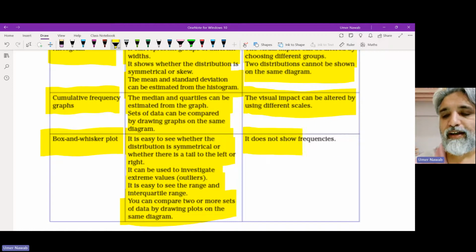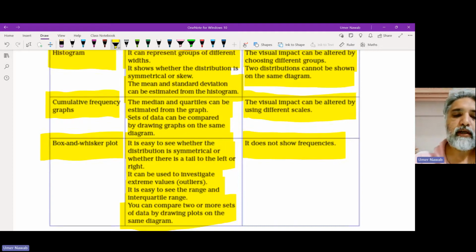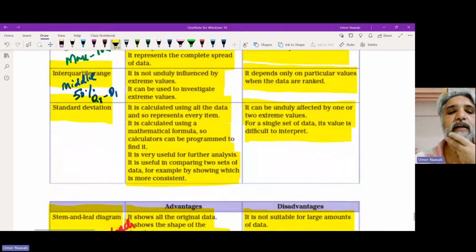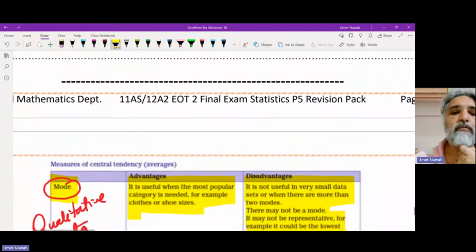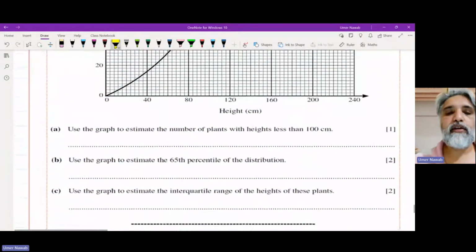In box and whisker, guys, the complete information is missing. It is just based on 5 values. That's why if a person wants to see the information of all the data values, that is missing over there. You cannot see it, and it is not showing frequencies. That's all with the advantages and disadvantages, guys, of every statistical measure which we took in these two chapters.